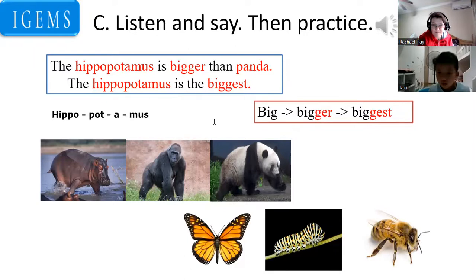Okay, and number two? The caterpillar is bigger than a bee. A butterfly is bigger than the caterpillar. The butterfly is the biggest. Yes, good.